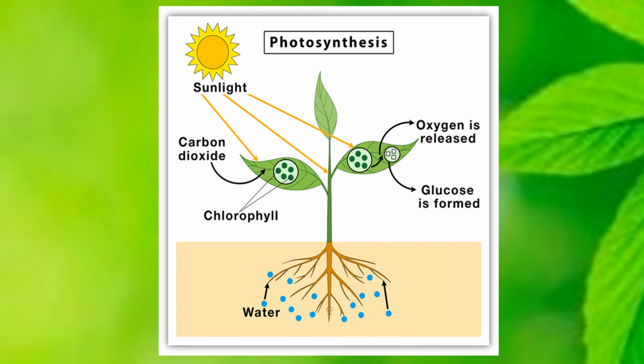In this slide, you can see the products. Oxygen is released and glucose is formed inside the leaves. So you can get an idea about the photosynthesis process from this diagram. That's why I told you that this is a summary.